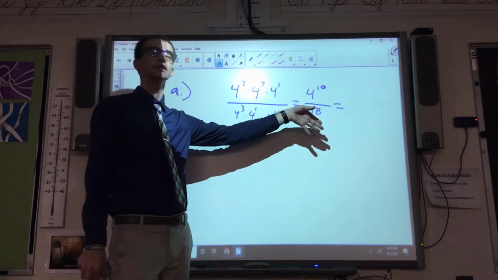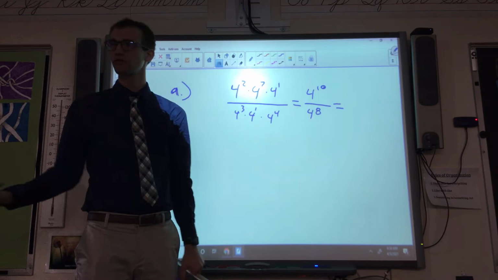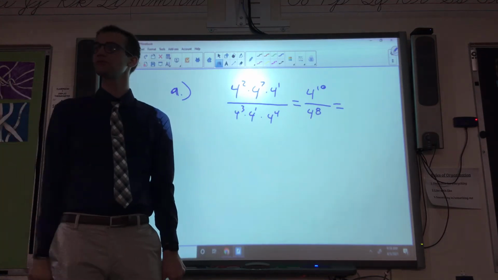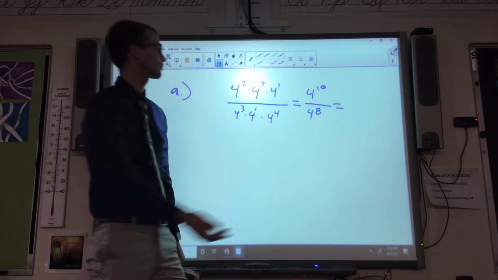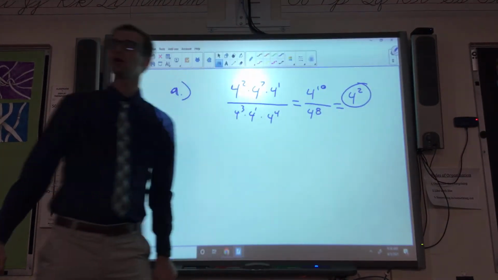And if they've got the same base and we're dividing them, we can do what with the exponents? Subtract them. I don't know why people get to 7th and 8th grade and still think you can say minus. So subtract. Yeah, so it's 4 to the second power overall.